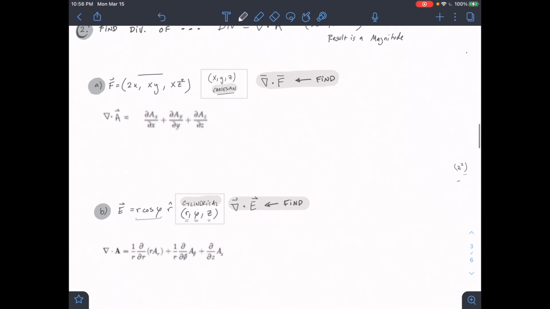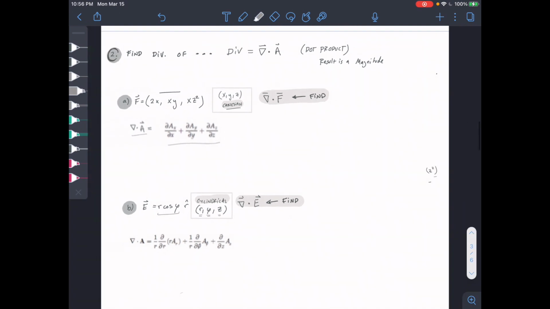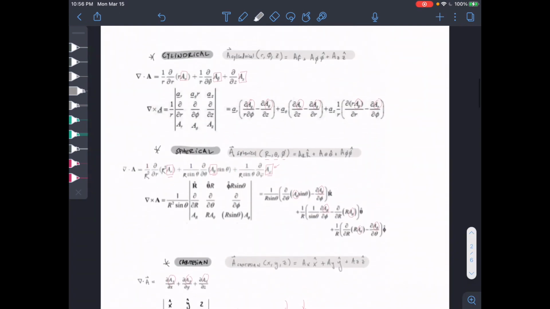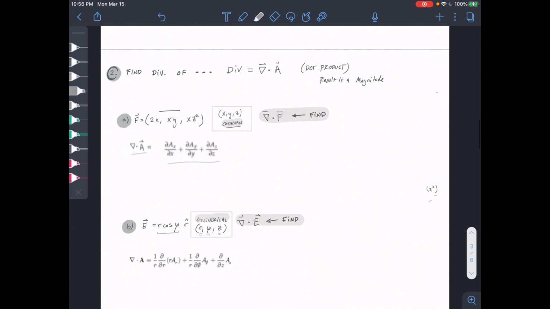So we're going to start with cylindrical here. Okay, or with Cartesian here. So we're going to start with Cartesian. So, okay, first off, we have this vector f. So we're going to plug it into our general equation that we got from up here. So the general equation for Cartesian, and we're going to sub in what we do have.